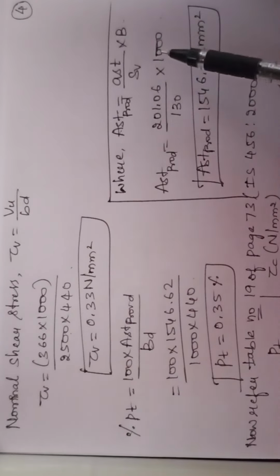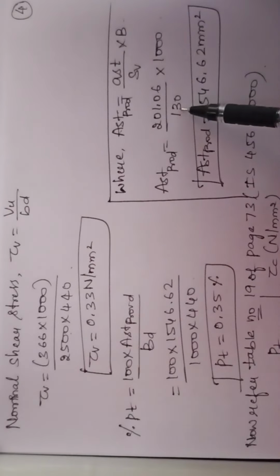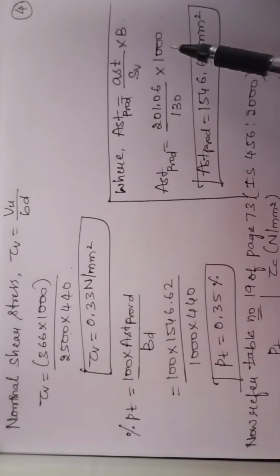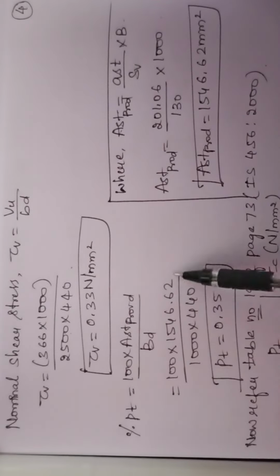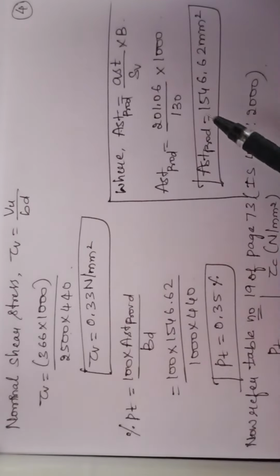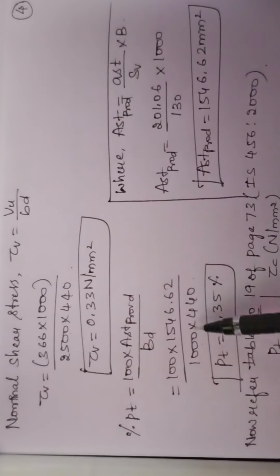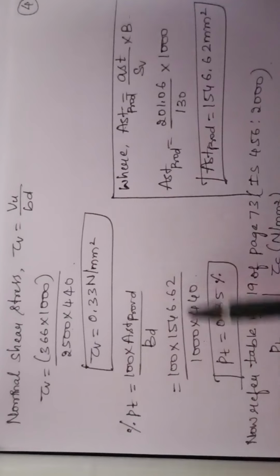Into width, you have to keep it as 1000, because we have got the 130 mm spacing for 1000 mm width of the footing. That gives you the AST provided, which is 1546.62 mm square. The same value you keep here, divided by B. As you are keeping the AST provided for 1000 mm length, the same length you have to keep here, 1000 itself, into 440. Then you simplify the whole thing, and you will get the percentage steel value as 0.35%.